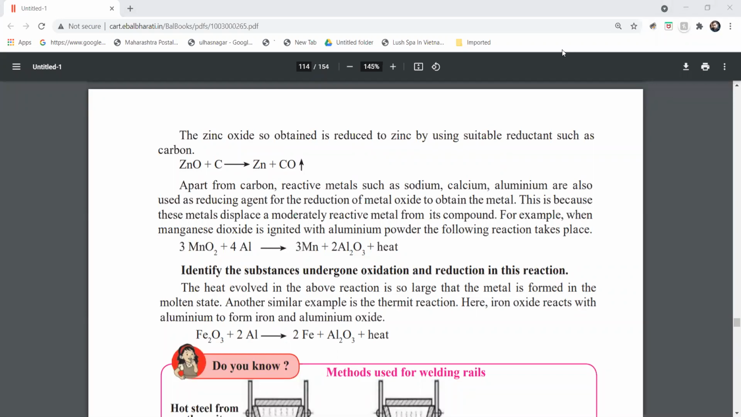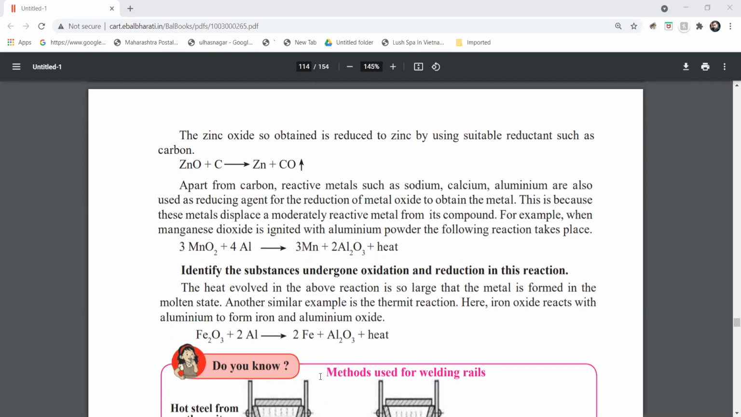All right, now once you get the oxide of these metals, like zinc oxide or iron oxide, then in order to obtain zinc, you use a reductant like carbon. So zinc oxide plus carbon will give you zinc, and carbon monoxide will get released.